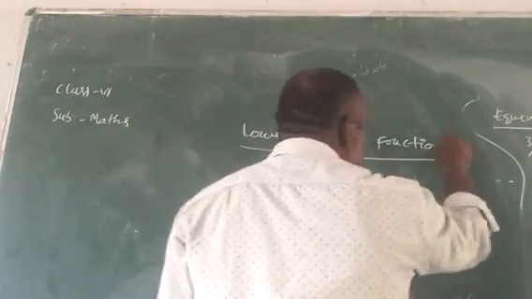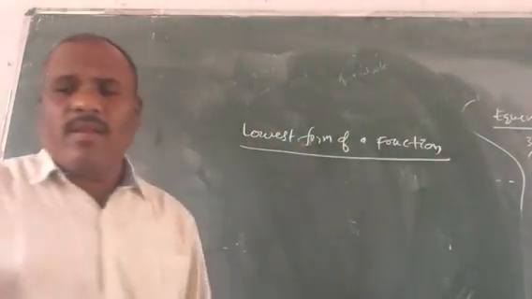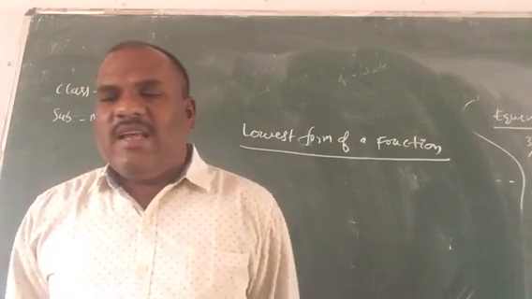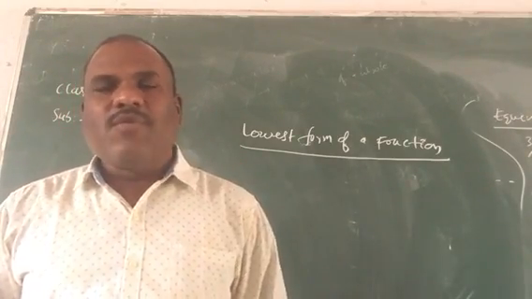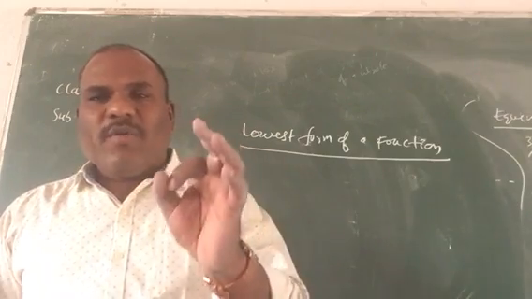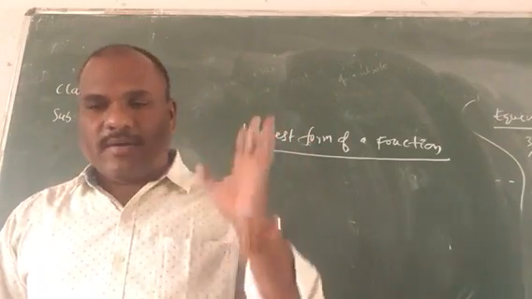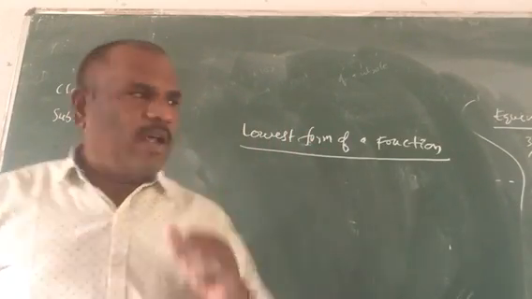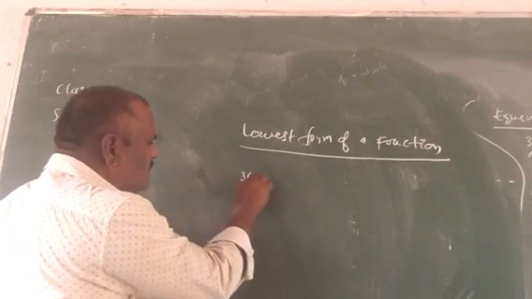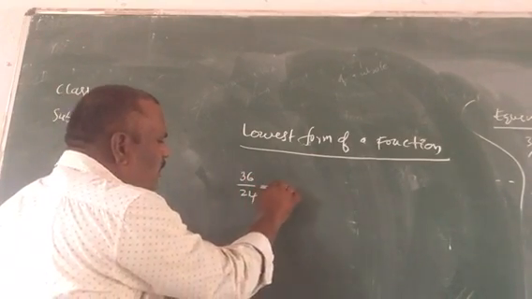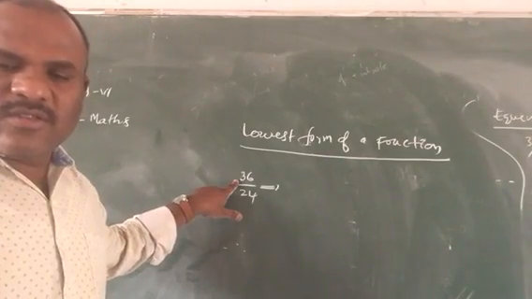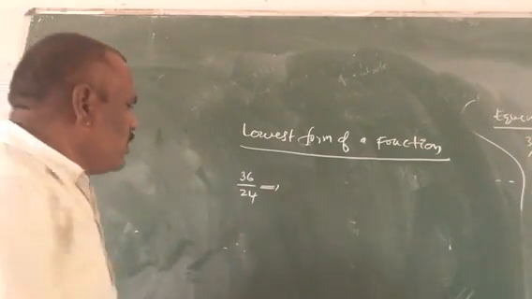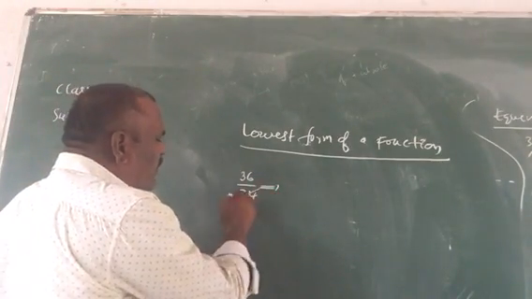So, lowest form of a fraction. A fraction in which there is no common factor except 1 in its numerator as well as denominator. For example, children, consider 36 by 24. Now what is the lowest form of this fraction?